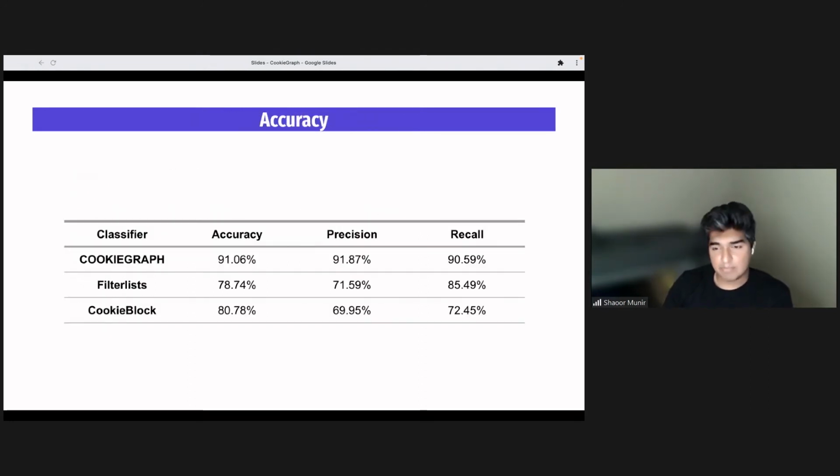Looking at pure accuracy numbers, COOKIEGRAPH outperforms both filter lists and cookie block by at least 10%. An important point to note here is the massive difference in precision among these approaches. Having a higher precision means that COOKIEGRAPH is less likely to produce false positives as compared to the other two approaches. Naturally, we expect the higher false positive rates of other approaches to mistakenly block functional cookies and thus result in website breakage, which we study next with our breakage analysis.